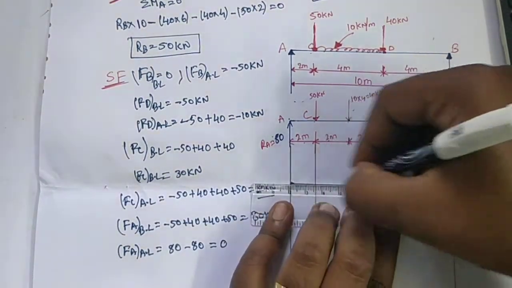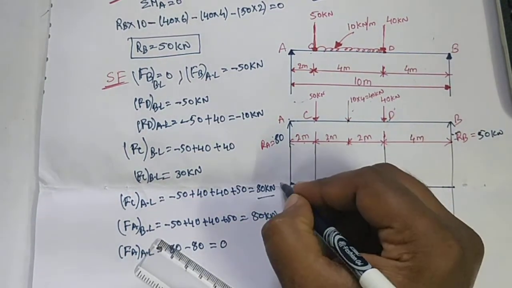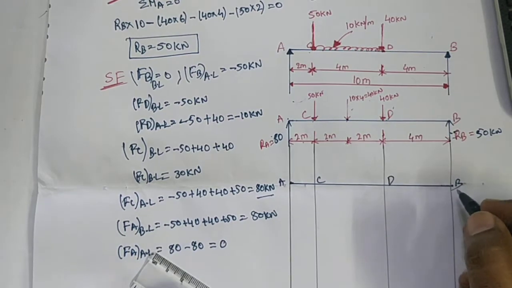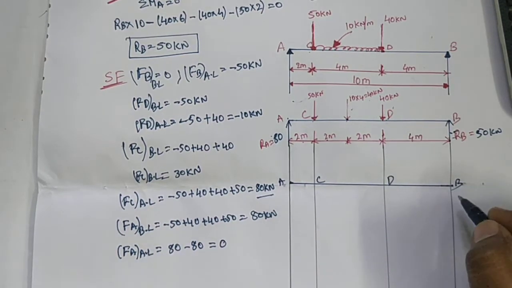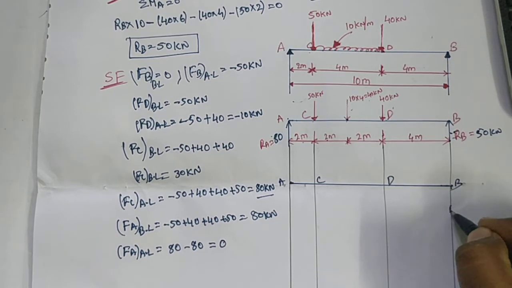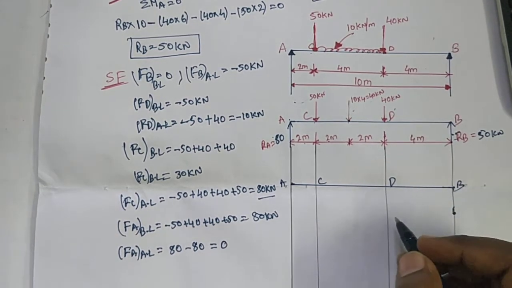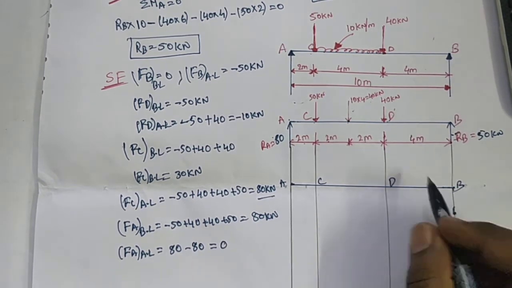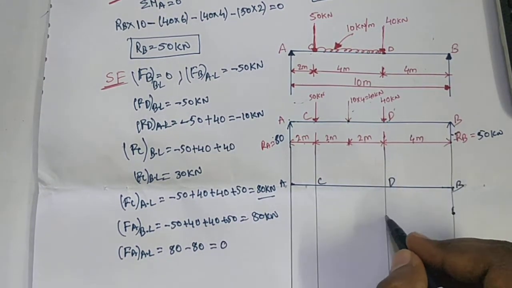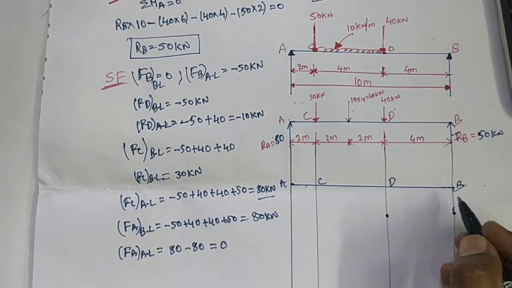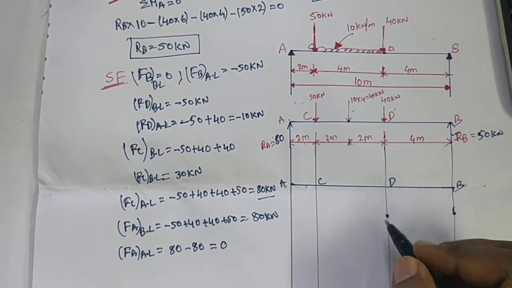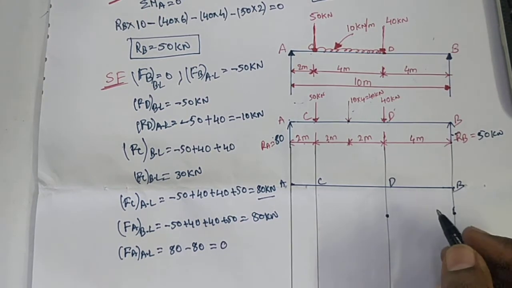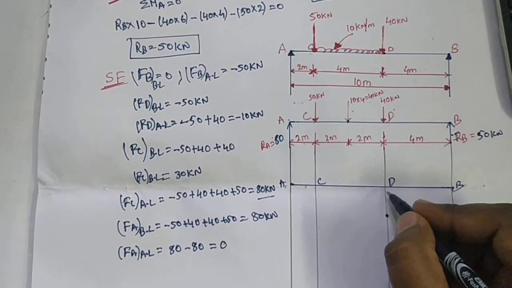Shear force diagram. It is point A, B, C, D. At point B, the value of shear force is minus 50, so it is taken as negative. Next, at point D, before load is minus 50, because from D to B there is no load, so there is no variation in shear force. At point D after load, by considering the point load acting on the beam, the value is -10. So -10 means it is below the baseline.